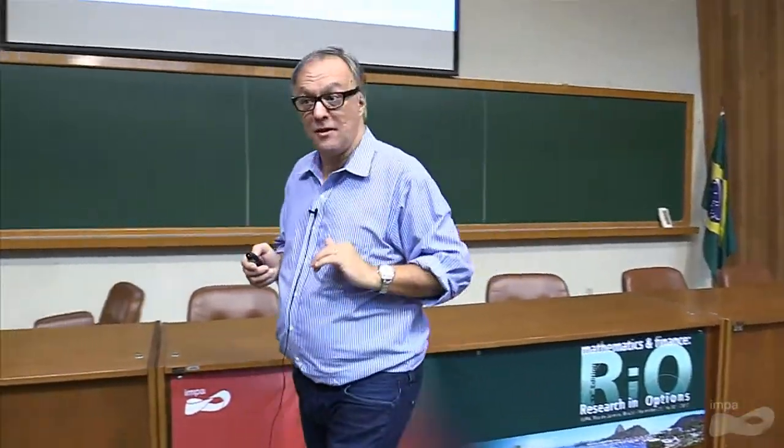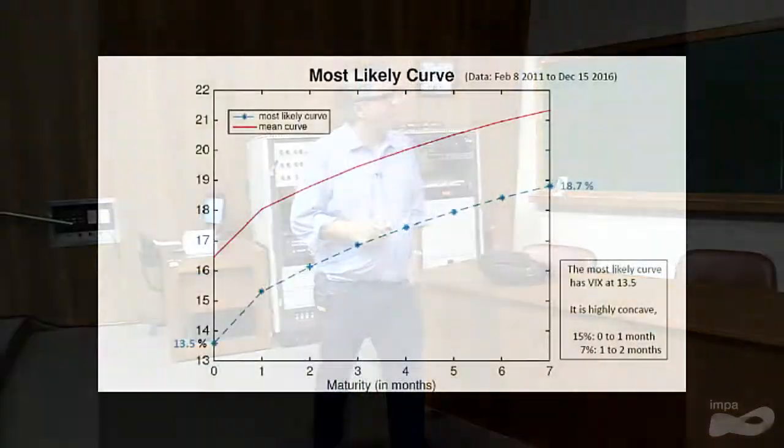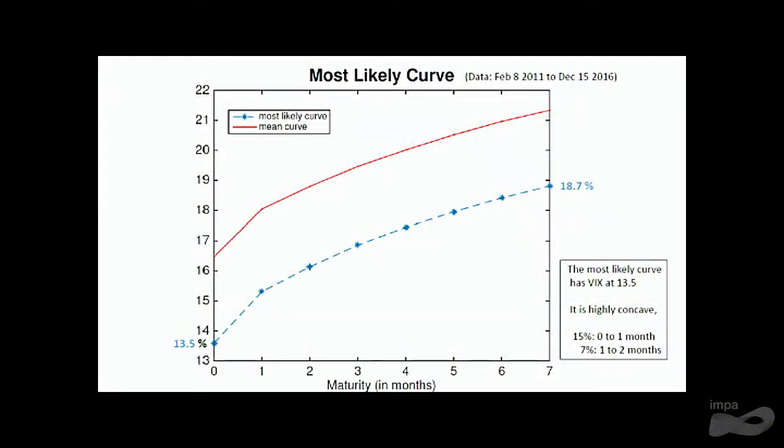Because if you're close to Marco's blue curve, then you're going to stay there until something else happens, because you are at the equilibrium. You are the most likely position of the curve. The most likely position is contango, concave, and with pretty big drops here. From 0 to 1 month, there's a 15% drop. And from 1 to 2 months, there's a 7% drop in the most likely state.